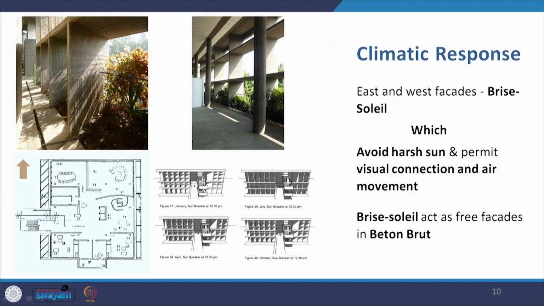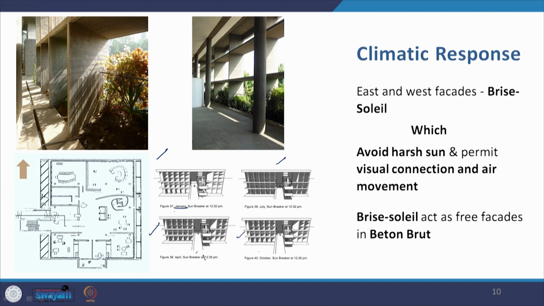As a climatic response, the east and west sides have the brise soleil, which absorb the harsh sun and provide a visual connection as well as air movement. Now this is how the brise soleil on the west responds. This is in January, as you can see the shadow effect on the brise soleil, and when you come to April for example, the shadows lengthen on the brise soleil and the sun is becoming harsher. It is probably one of the harshest in July, and the brise soleil completely cuts off the sun altogether, and then in October it starts reappearing.